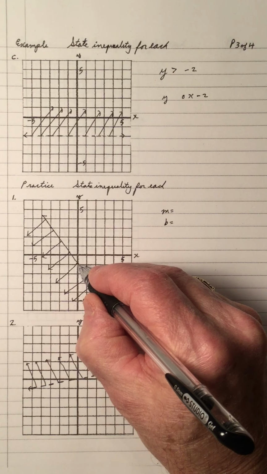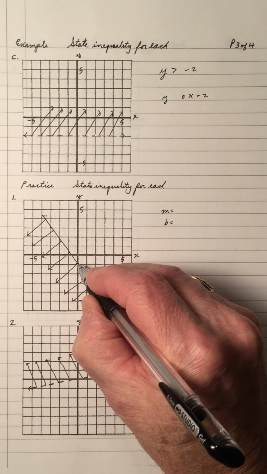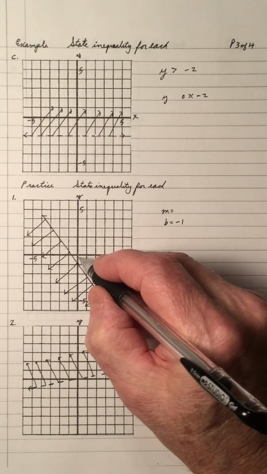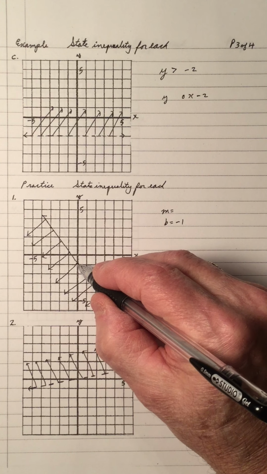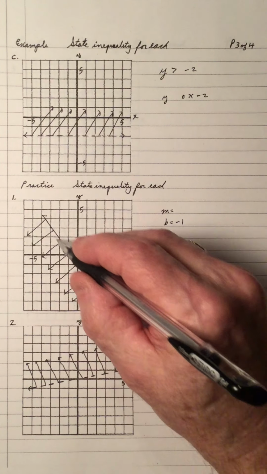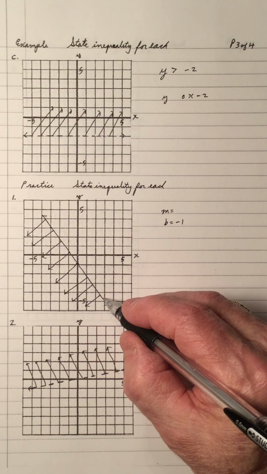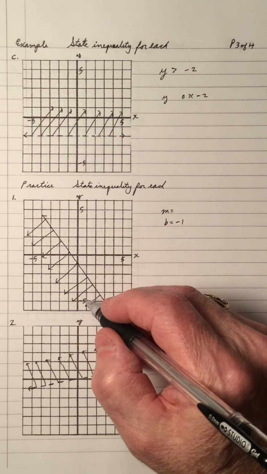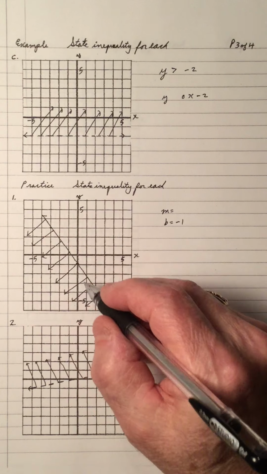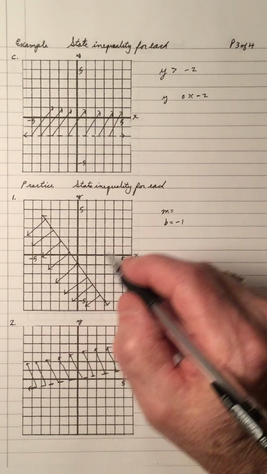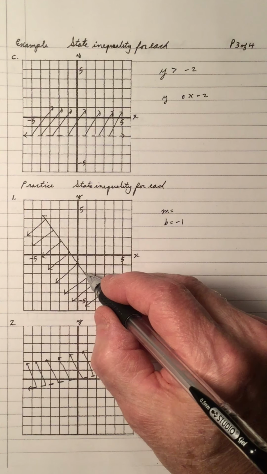I like to get the y-intercept first. That y-intercept is negative 1. And the slope, let's see. Notice the slope is negative because it's slanting up. If you slant up to the left, it's negative. If you go up to the right, it's positive. So this is a negative slope.